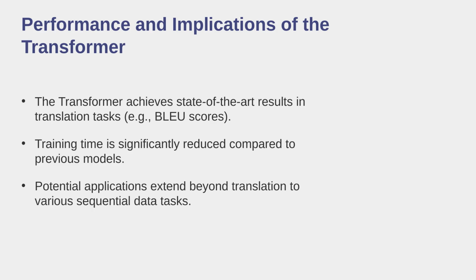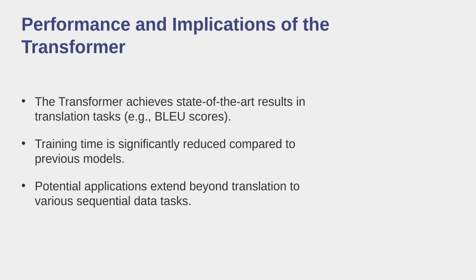Finally, let's discuss the performance and broader implications of the transformer architecture. The results speak for themselves. The transformer has achieved remarkable BLEU scores in translation tasks, surpassing previous state-of-the-art models, even those that utilized ensemble methods. An equally compelling aspect is the efficiency in training time. The transformer can be trained in just a fraction of the time required by traditional models, thanks to its parallelized nature. This not only accelerates research and development, but also makes state-of-the-art performance more accessible.